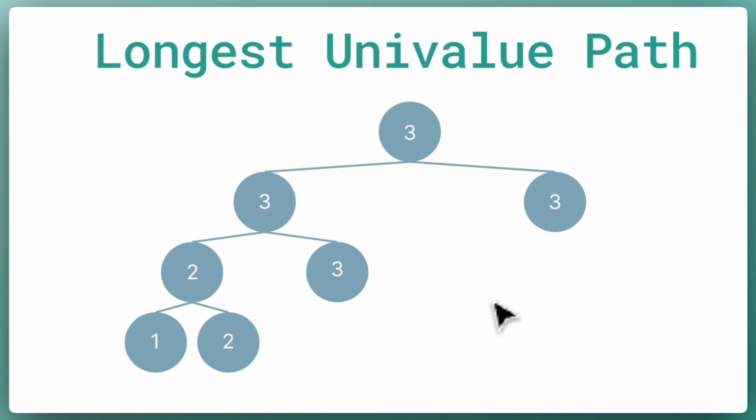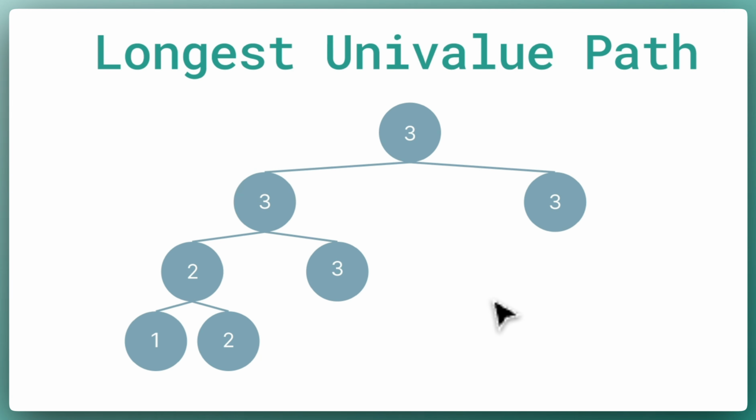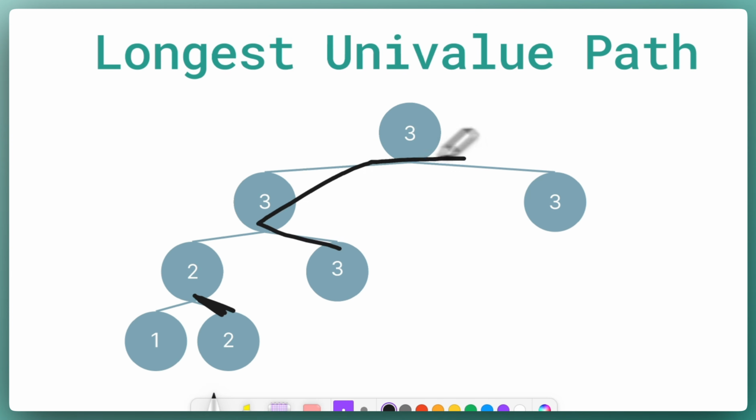So now on to question number 2. In this question, we are being asked to find the longest Univalue path in a binary tree. And that is just a path where all of the nodes along that path have the same value. So in this case, this is one Univalue path between nodes 2 and 2. But this is going to be the longest Univalue path right here because all nodes along this path have the same value 3. And what we really want is the number of edges along that path. So this is going to return 3 in this case.